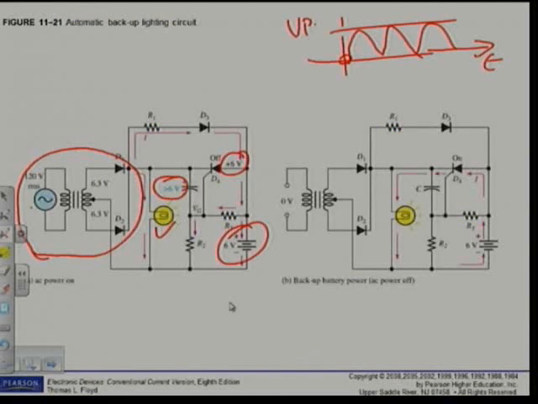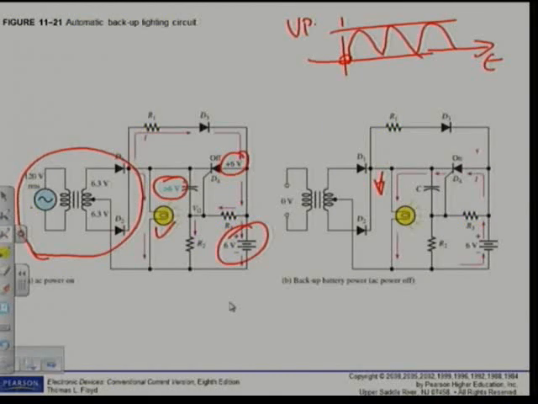Now let's assume I got a power trip. The power goes off. What is going to happen in this system? The moment the power goes off, we will know that the voltage at this point will drop to a lower value. Now this voltage will be much lower than the 6 volt of the battery.